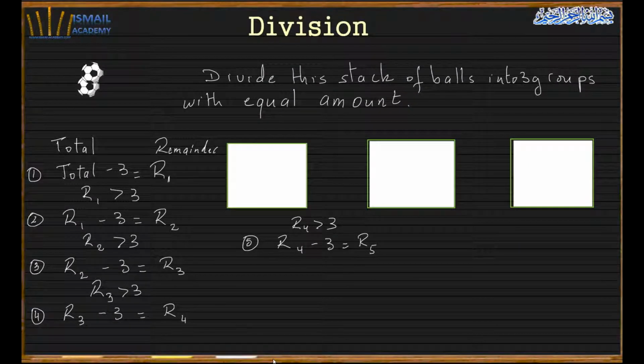Now I check if my fifth remainder is greater than 3. My fifth remainder is equal to 2, and this is less than 3. So here I stop. I don't put any balls in the boxes, because if I put any ball in each box, I will have one box which is not equal in amount to the other two. So I will stop here and do nothing.